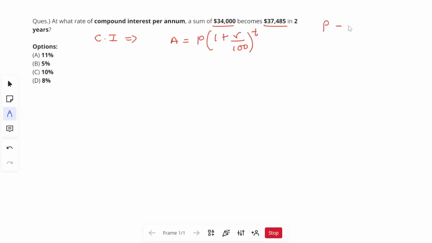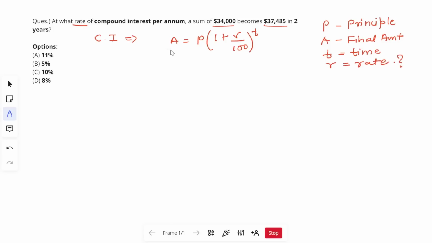Where P stands for principal, A stands for final amount, T stands for time, and R stands for rate. What we are asked is at what rate, which means we are asked for this value, and everything else is given to us. Let's start substituting the values that we have.